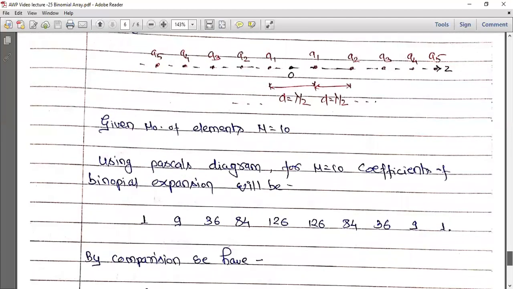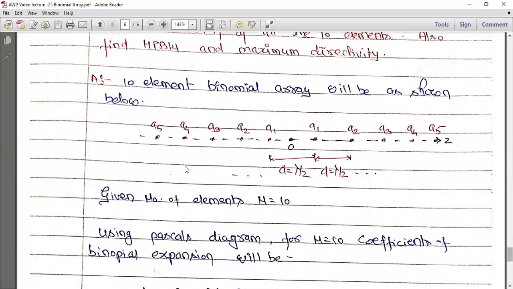So how to find this excitation? Very simple. Since the number of elements is 10, you have two options. Either you expand (1 plus x) to the power 10 minus 1, that is (1 plus x) to the power 9, and find the coefficients in the sequence of the expansion. You use those coefficients to be allotted from here. The coefficient of the first term will be A5, the coefficient of the second term will be A4, the coefficient of the third term will be A3, and so on. Otherwise, you go to the Pascal triangle.